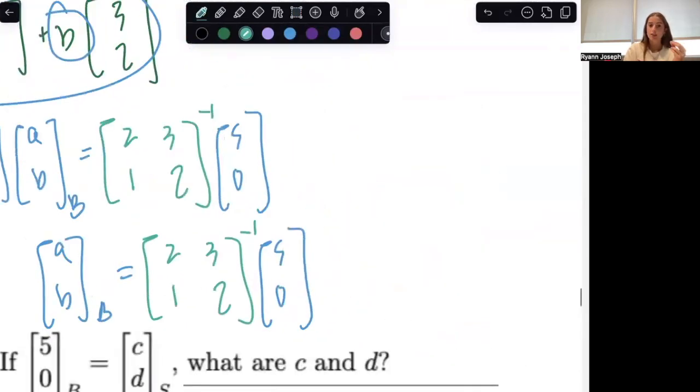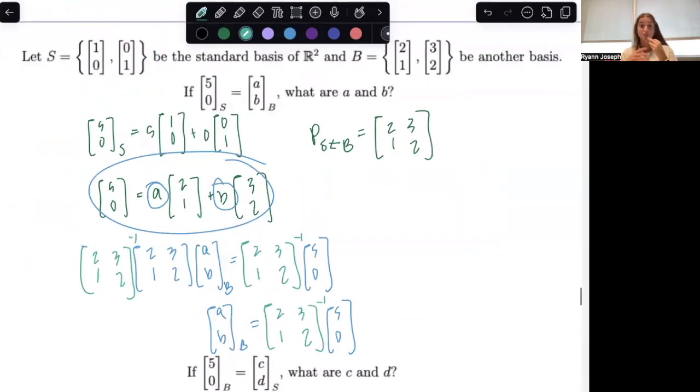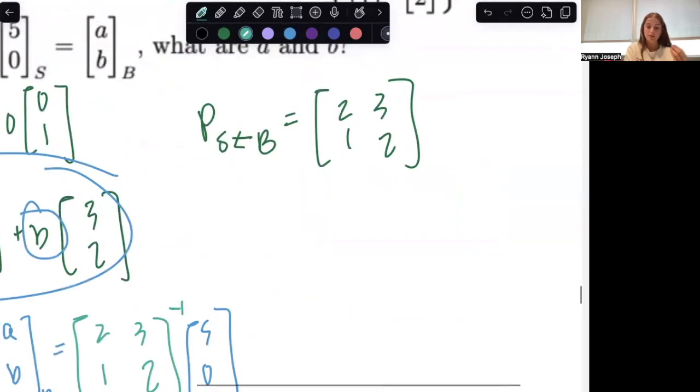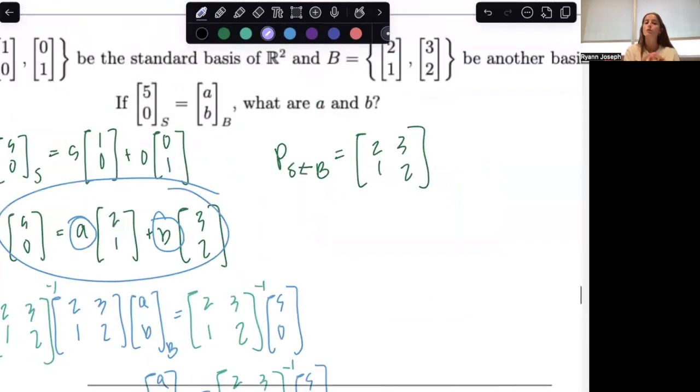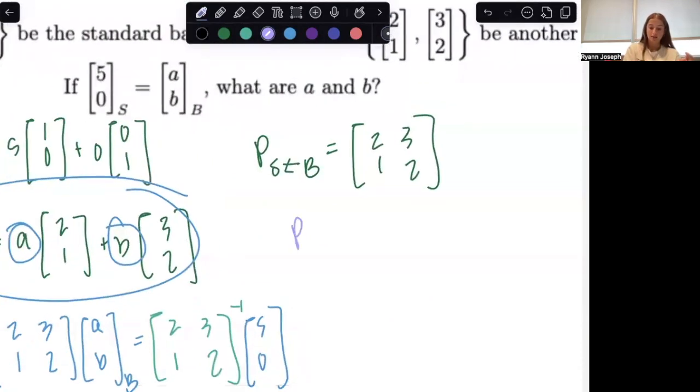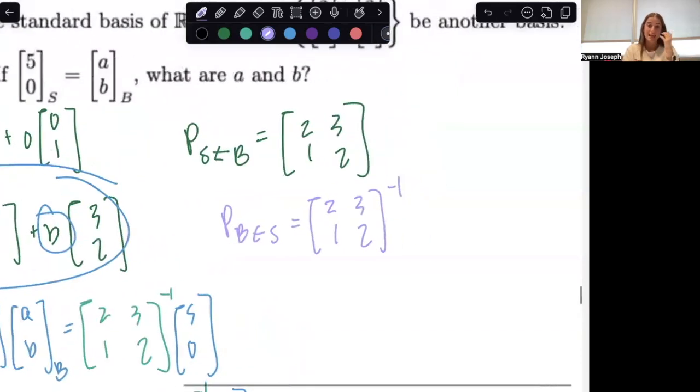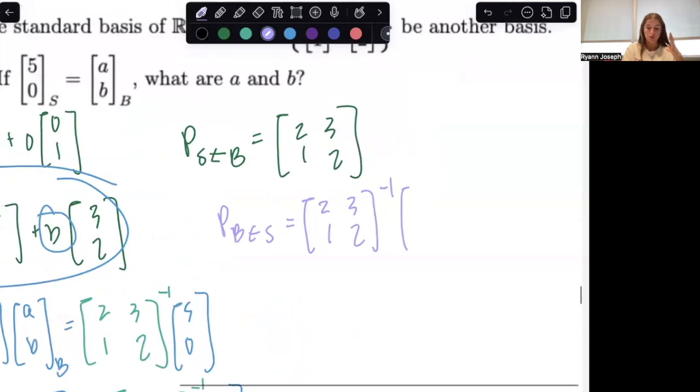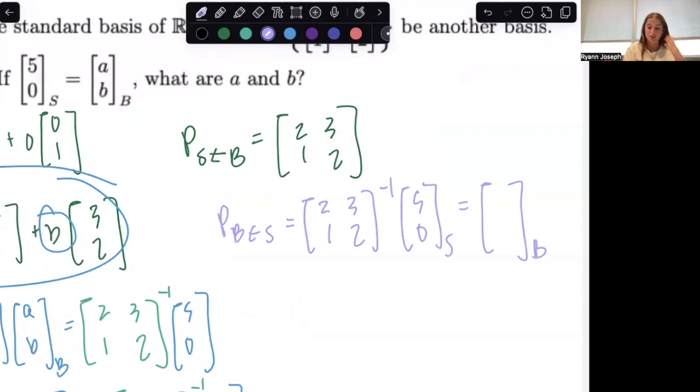Let's think about what it looks like with what we've talked about previously with the change of basis matrix. So I have my change of basis matrix that goes from B to S. However, I want to go from S to B. So I need the inverse of this, 2, 1, 3, 2, -1. Then I can take my input, which is my 5, 0 with respect to S, and that's going to give me something that in result is with respect to B.